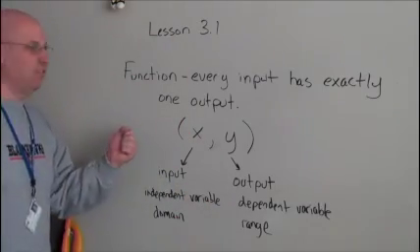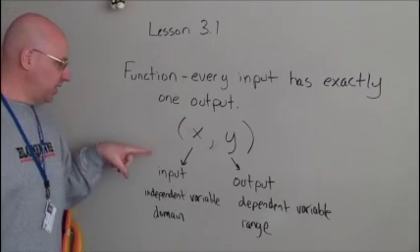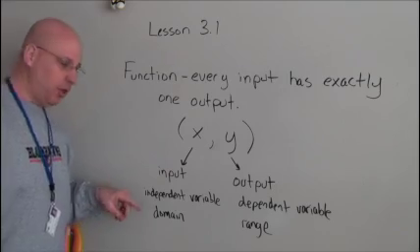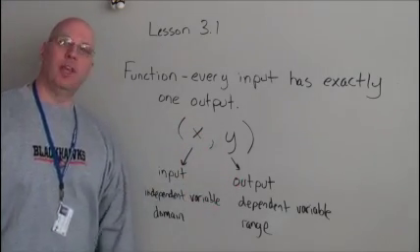So, this is the key information. Function, every input has exactly one output. The X value is the input, it's also called the independent variable, and the domain, and the Y is the output, it's also called the dependent variable, and your range.